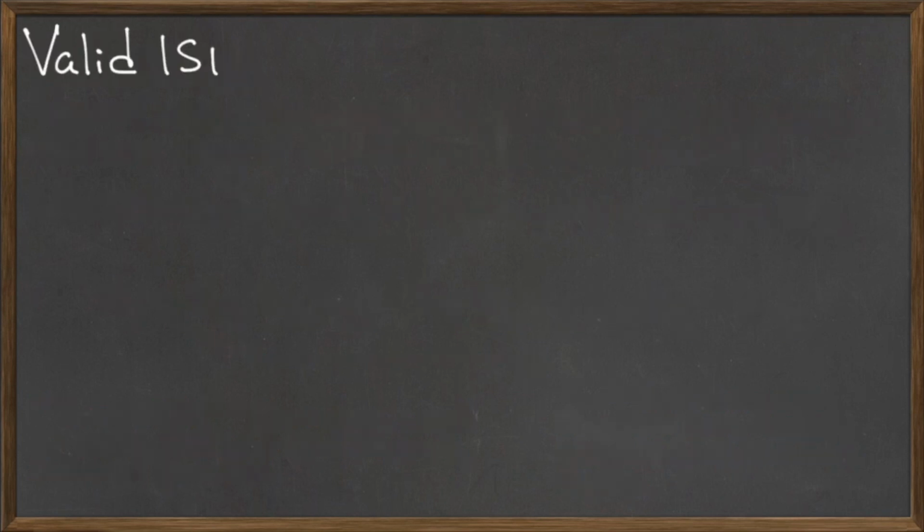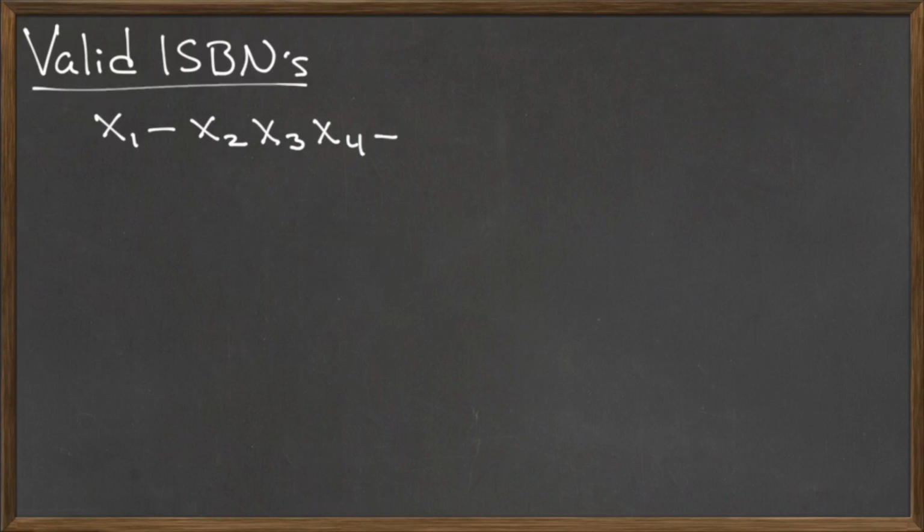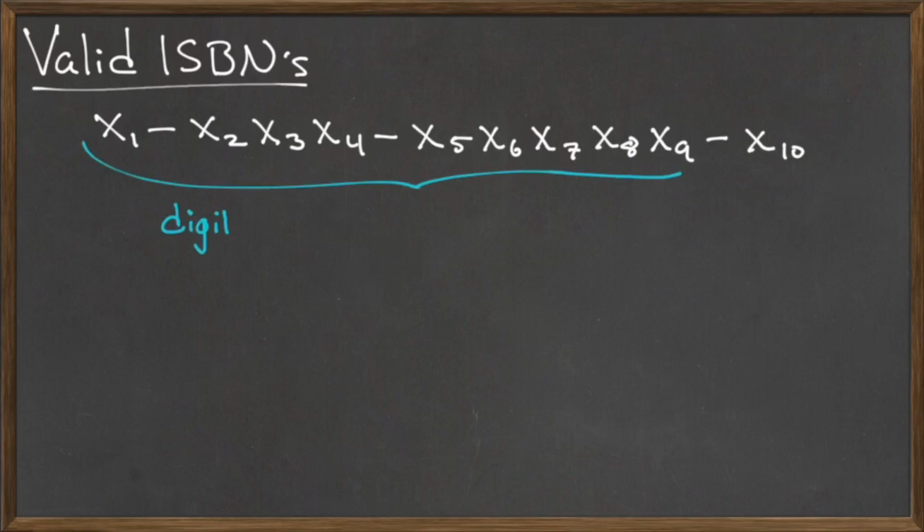In order for an ISBN to be considered valid, it must satisfy two conditions. The first condition is that the first 9 digits of the ISBN, which we've represented here by the variables x1 through x9, must be digits between 0 and 9, including 0 and 9 themselves.